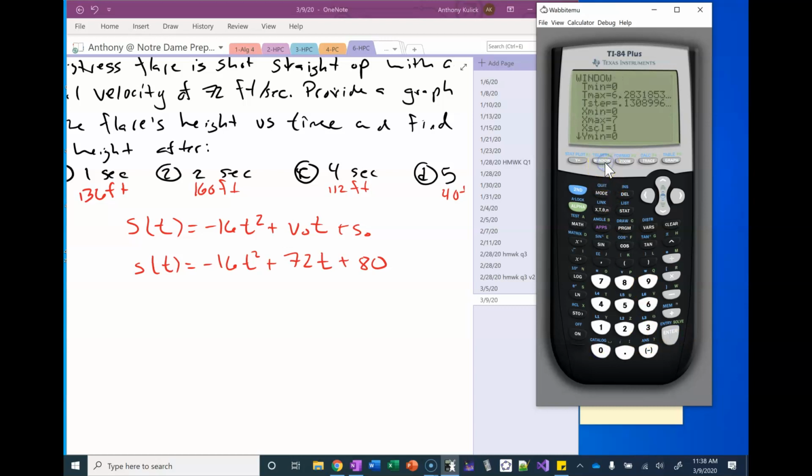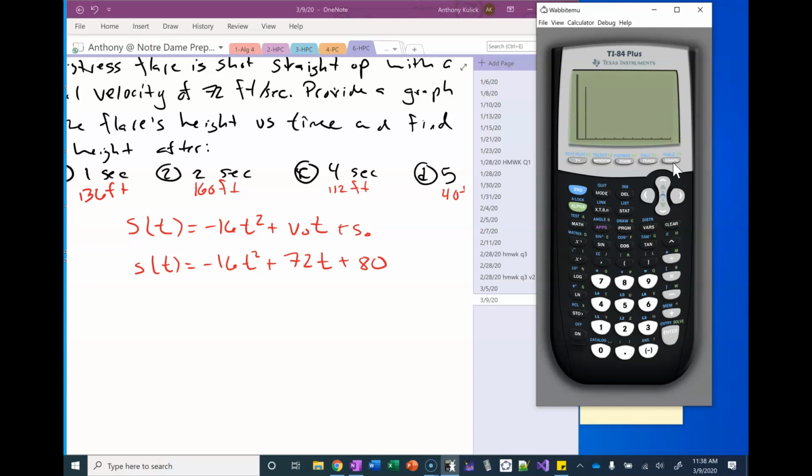I'm going to go and reset my window here. So for the previous example, I used my time going from 0 to 7. My x, it doesn't really matter here, so let's just pick, say, 0 to 10. And then our y, we did 0 to 200. Okay, so let's go ahead and hit graph now. And what did we get? Just a straight vertical line.